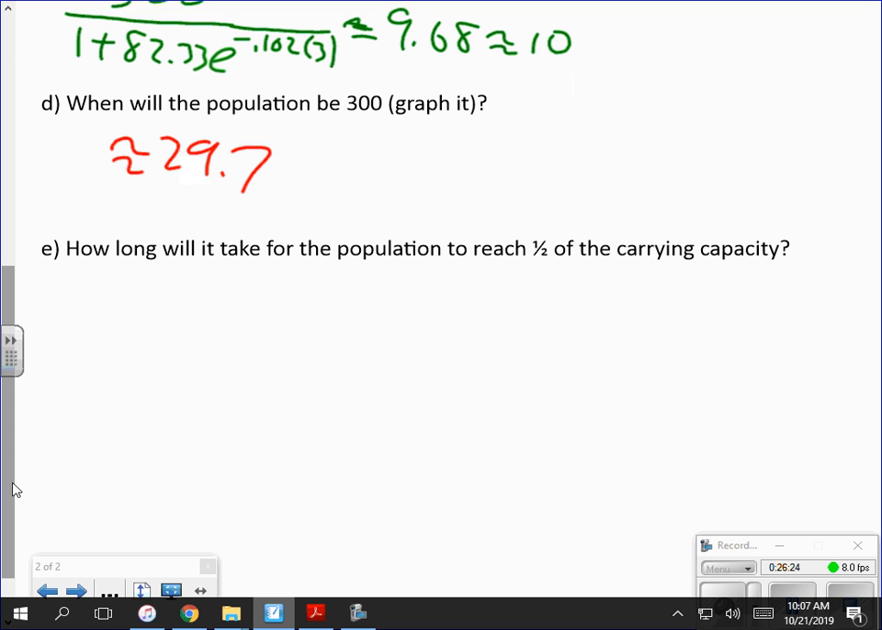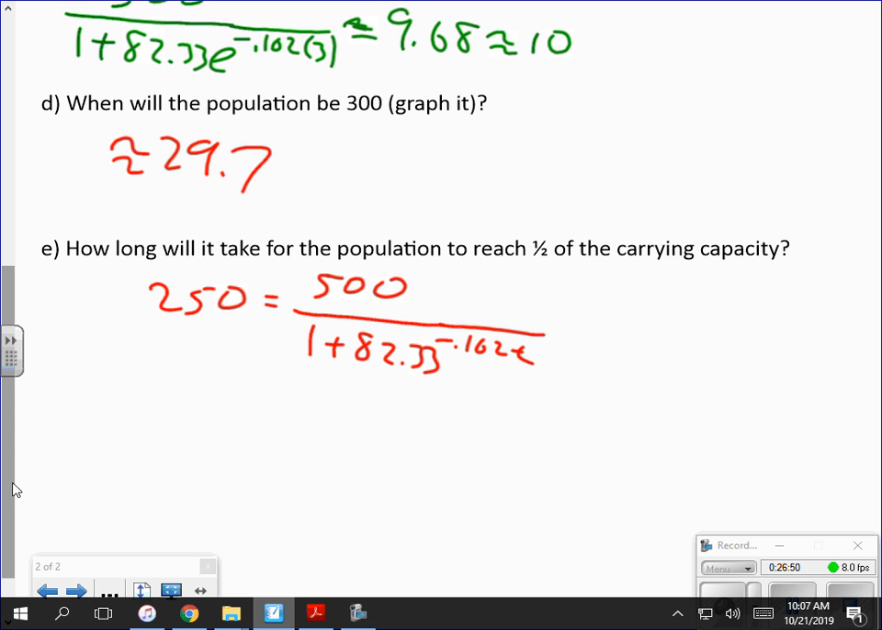Okay, how long will it take the population to reach half the carrying capacity? What's half the carrying capacity? 250. So that means I want to know 250 equals 500 over 1 plus 8.233 e to the negative 0.162 t, and I want to solve for t.